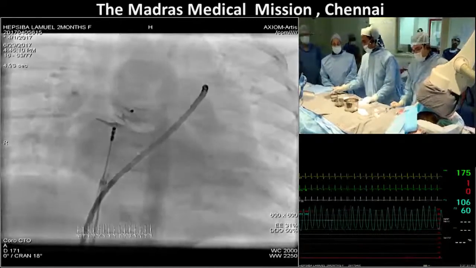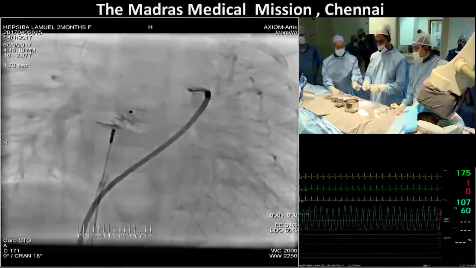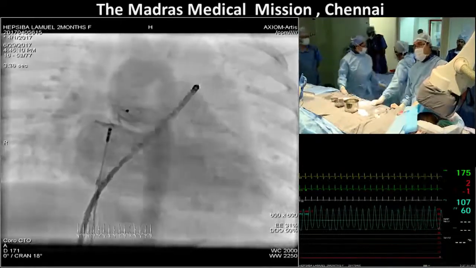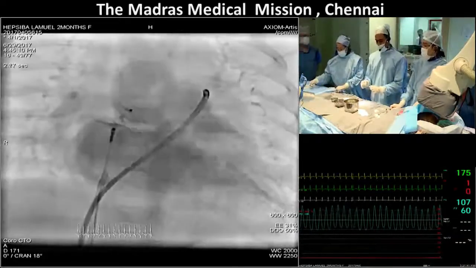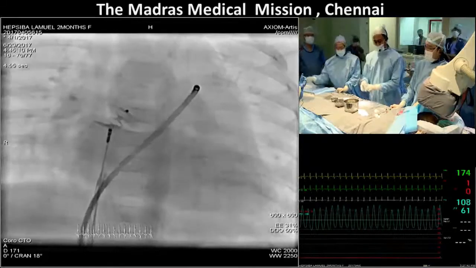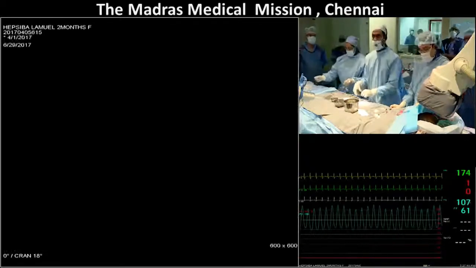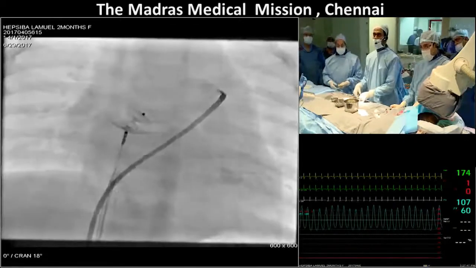What I will try to do is get my catheter deeper into the right pulmonary artery and try to give a better angiogram, because right now my catheter is more into the main pulmonary artery.